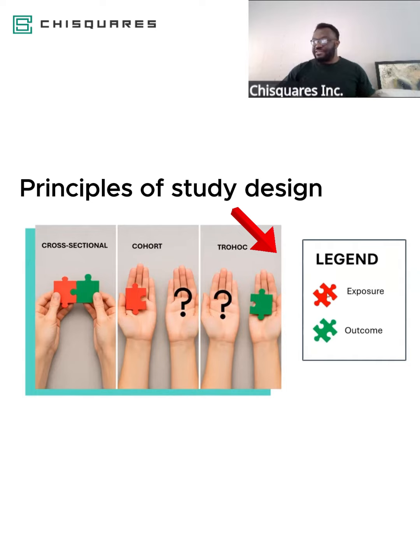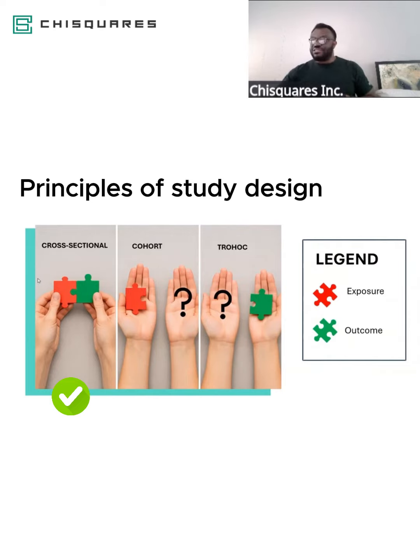If we imagine that the red puzzle is the exposure and the green one is the outcome, then you can see how different studies behave in terms of how we capture the red and the green together. So for example, in cross-sectional studies, we are capturing the exposure and the outcome at the same time. That's what we call cross-section. You take a cross-section and everybody's captured simultaneously. Obviously, the challenge with that is we don't know, did the green one come before the red one, or did the red one come before the green one? Well, the answer is we don't know.